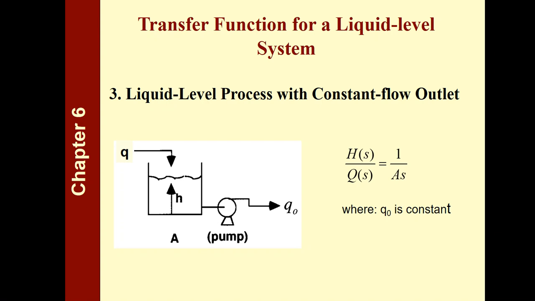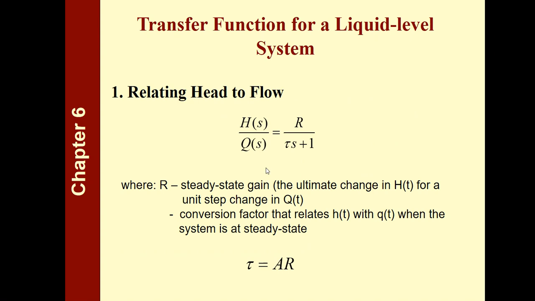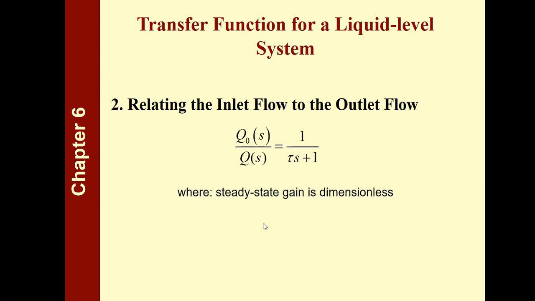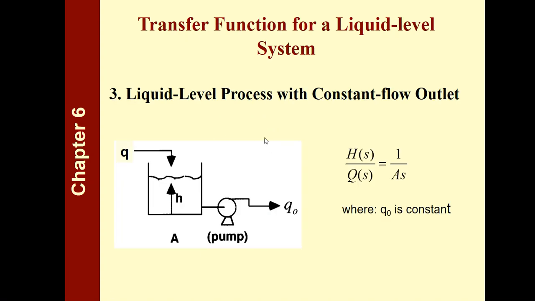So we have 3 different transfer functions for the liquid level system. One, the original, which is R over tau S plus 1, which relates head to changes in the volumetric flow rate into the tank. The other one is 1 over tau S plus 1. This is in the case of relating volumetric flow rate out of the tank to changes in the volumetric flow rate to the tank. And the last is when the flow rate out of the tank is constant, in the case of a pump regulating it.